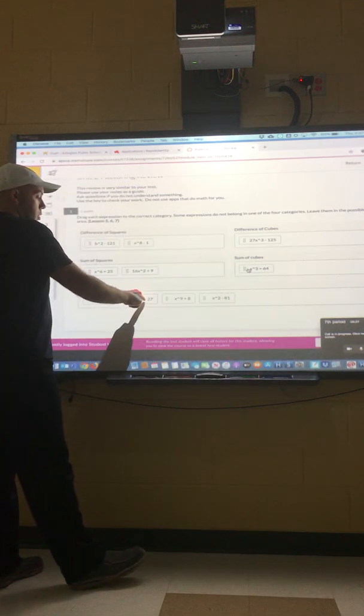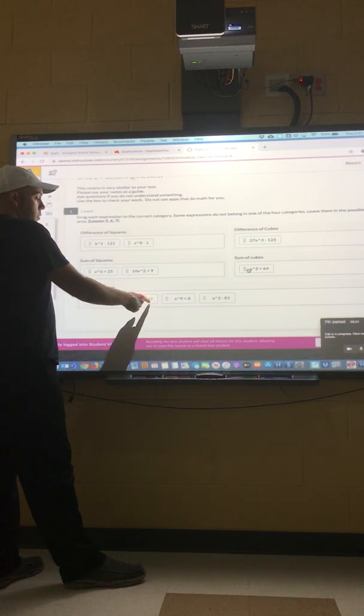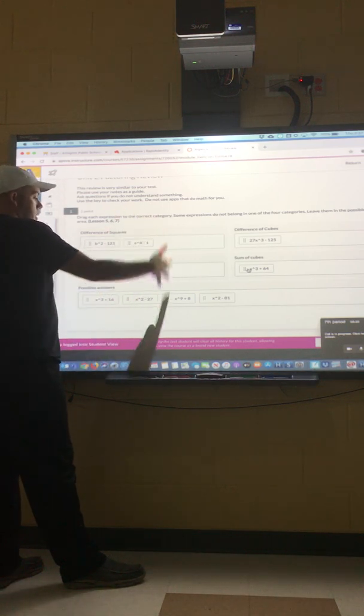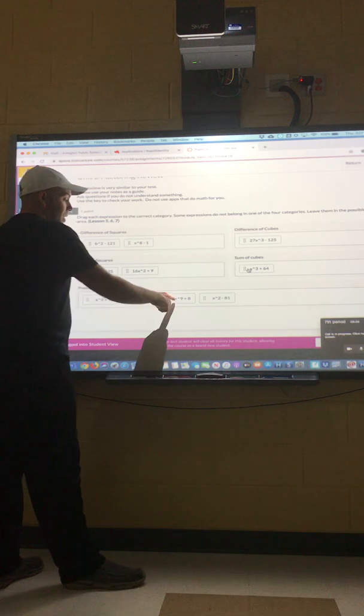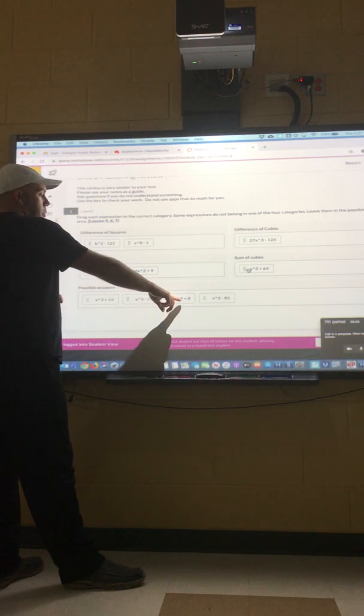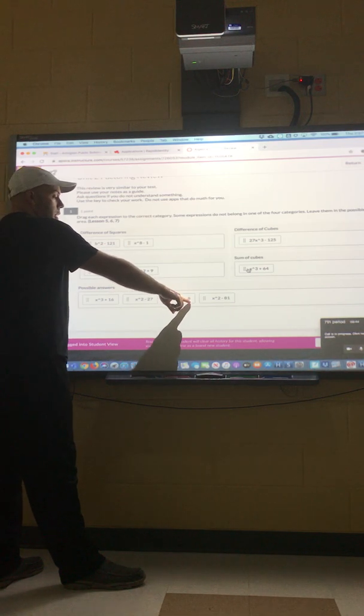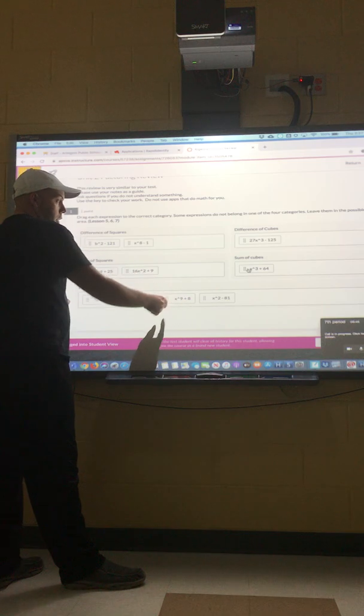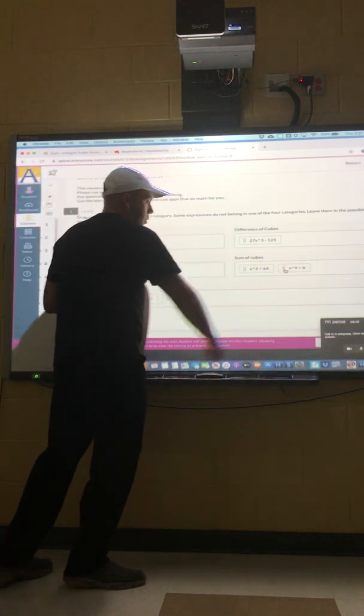Okay, next I see x squared minus 27. Well, this x squared is a perfect square, but 27 is a perfect cube, so I can't put it in any of the categories. All right, x to the 9th plus 8. x to the 9th is going to be a perfect cube because it's to a power that's divisible by 3, and the 8 is also a perfect cube. We're adding, so this would be a sum of cubes.